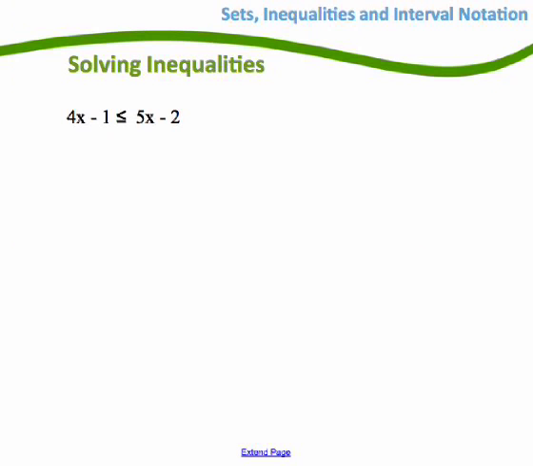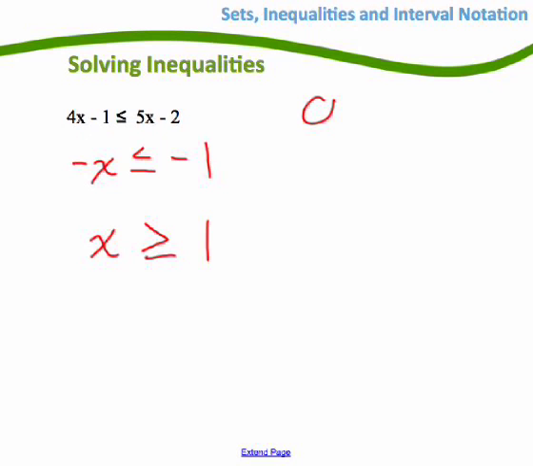Let's bring the 5x over to this side and subtract, so I'd have negative x is less than or equal to. Add 1 to both sides, so I have a negative 1. Now I need to divide both sides by a negative 1 to get rid of this negative. So if I divide this side by negative 1, I get x. If I divide this side by negative 1, I get a positive 1. But when I divide by a negative 1, I must change that sign. So that sign, instead of less than or equal to, now becomes greater than or equal to.